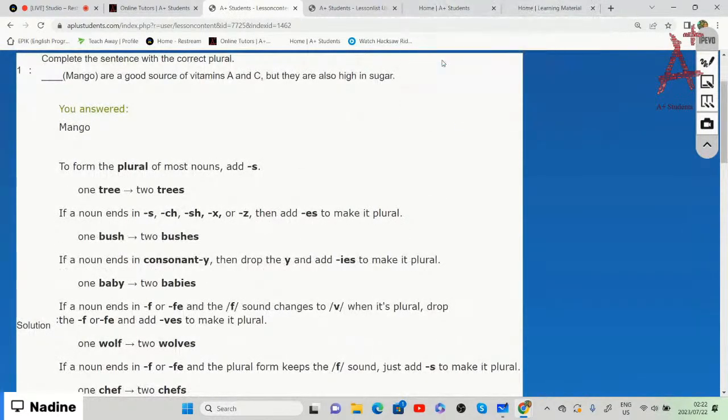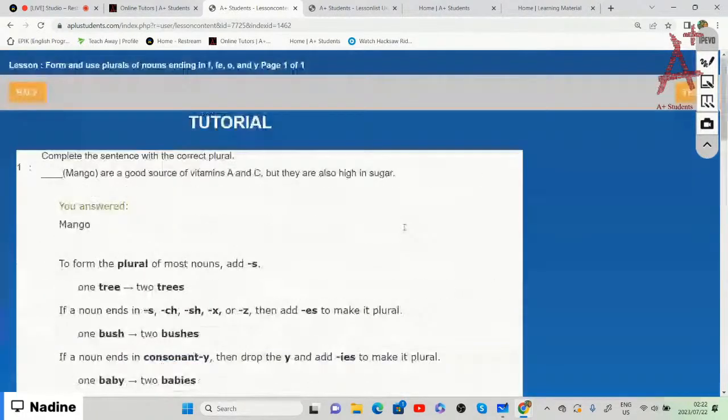Okay, so now we're going to our questions, right? It says complete the sentence with the correct plural. So we're going to complete the sentence with the correct plural form. Mango are a good source of vitamin A and C, but they are also high in sugar, right? So we need to change the word mango to a plural form.